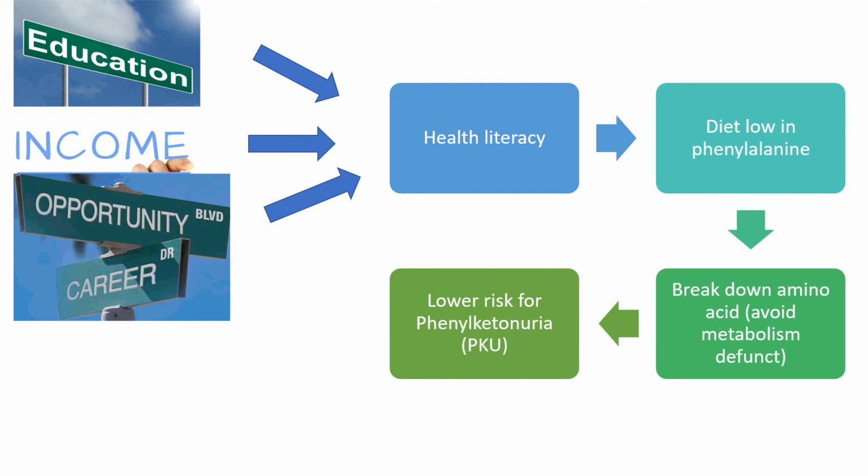So, this diagram implies that the content of phenylalanine, sorry, I cannot pronounce that, in our diet can ultimately determine our risk for PKU. If we consume a diet low in phenylalanine, you can Google what is phenylalanine, and this is going to break down amino acid for us, and we can avoid metabolism defect, and this in turn is going to lower our risk for PKU. And again, who is going to be aware of that? It all depends on the person's education, income, occupation, and other opportunities afforded to the person.